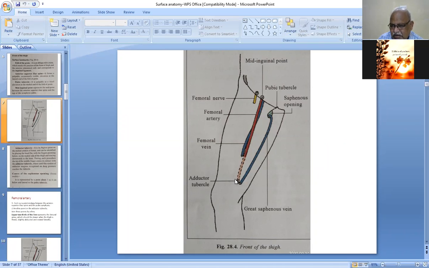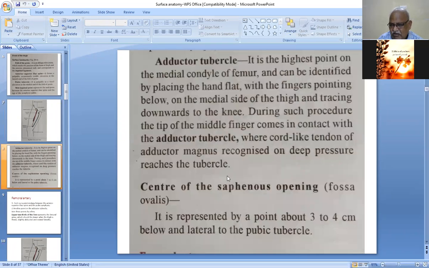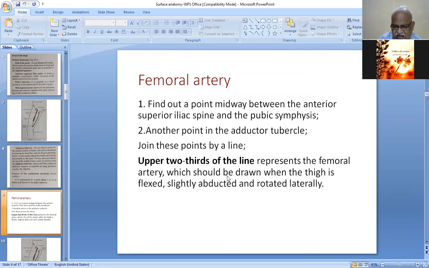So the underlying structure is the femoral artery. It is represented superficially by a line connecting the mid-inguinal point and the adductor tubercle. That is on the medial aspect of the thigh. That is how you have to answer in the examination, if the examiner asks you a question, or in any theory paper also they can ask.